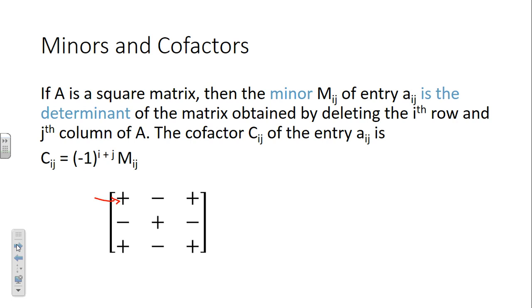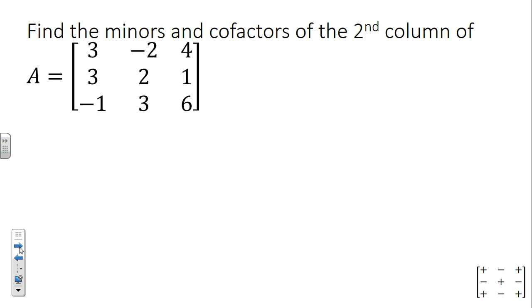Now let's look at the minor part. Okay, so here we go. Let's pick a row. It doesn't matter which row we pick, or a column. I decided let's just do column 2, for kicks and giggles. And I want you to help me find the minors and the cofactors of column 2 for this matrix A. It's a 3 by 3 matrix. The first row is 3, -2, 4. The second row is 3, 2, 1. And the third row is -1, 3, 6.